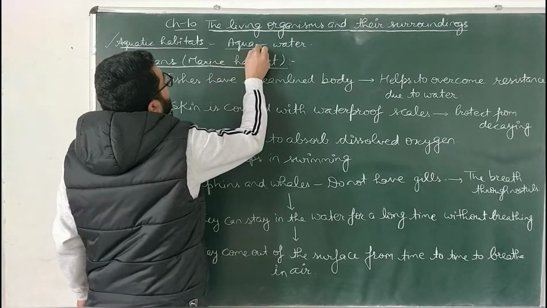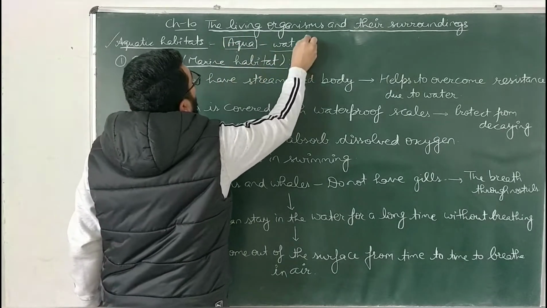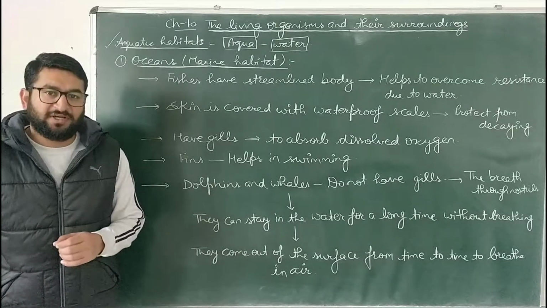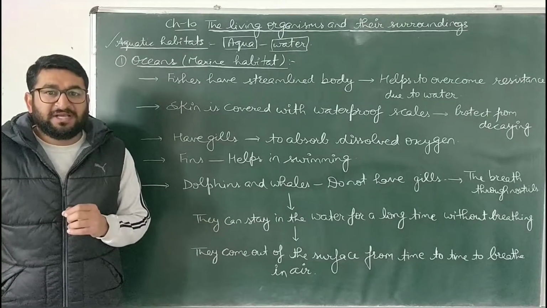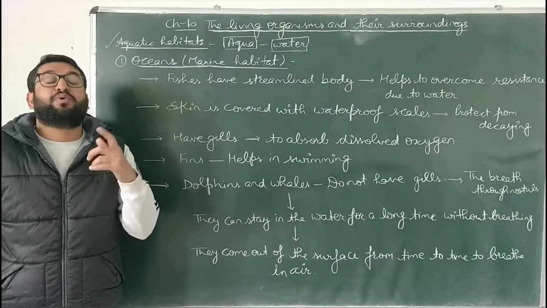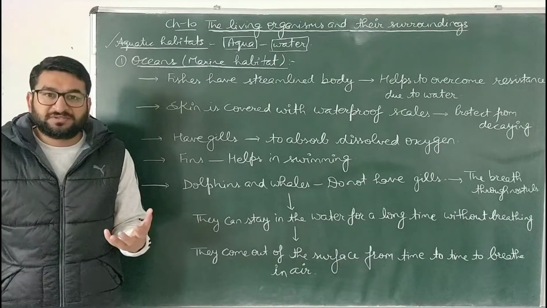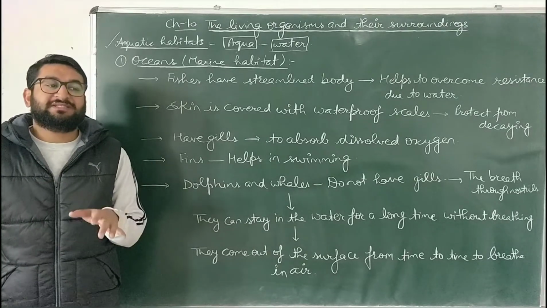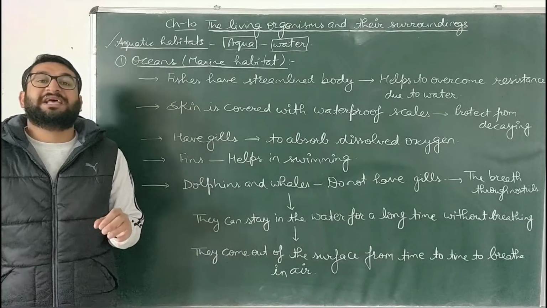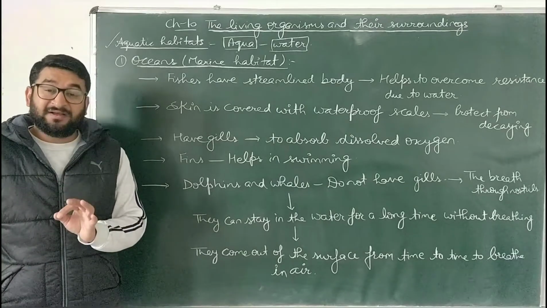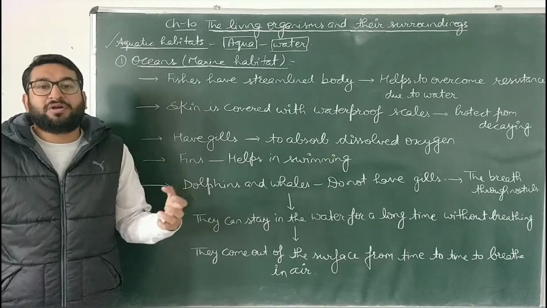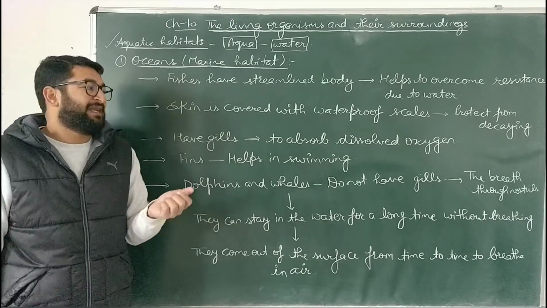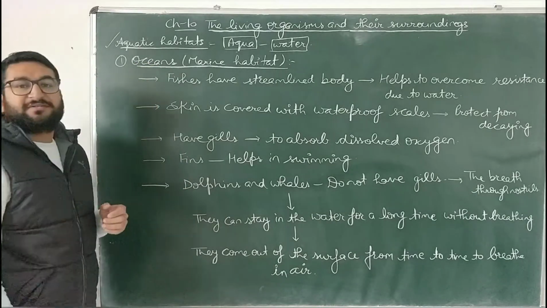Aquatic is made from the word aqua, and aqua means water. Various kinds of organisms that live in the water are known as aquatic animals, and the places where they live, that is the ponds, the rivers, the oceans, are known as aquatic habitats. So the organisms which live in the water are known as aquatic animals, and the places where they are living, like ponds, lakes, rivers, seas, oceans, are referred to as aquatic habitats.